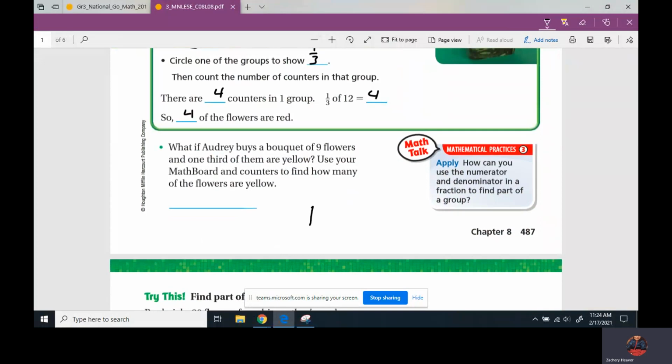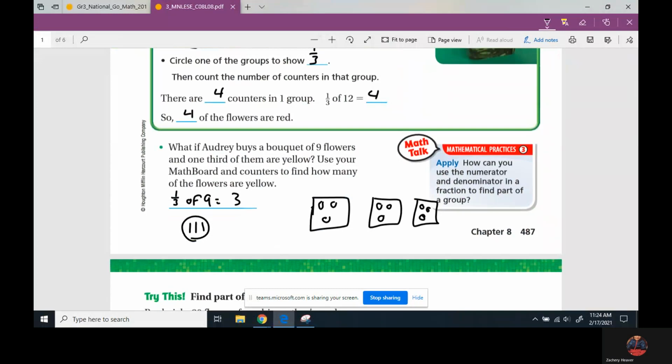What if Audrey buys a bouquet of 9 flowers and 1/3 of them are yellow? So let's do the same thing. We have 3 groups because it's 1/3, and we're going to do 9 counters. 1, 2, 3, 4, 5, 6, 7, 8, 9. So 1/3 of 9 equals 3. And you can ask yourself, how many times can 3 go into 9? 3, 6, 9, 3 times. 1/3 of 9 is 3. I'll give you a second to copy this down.